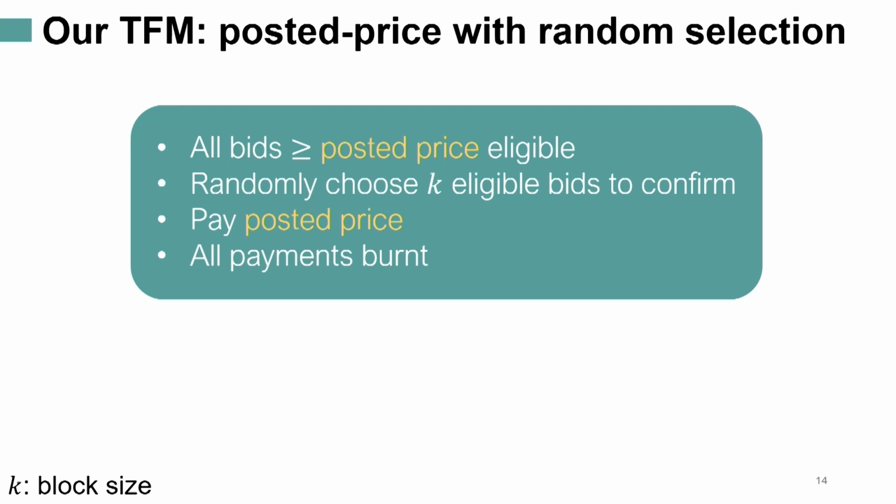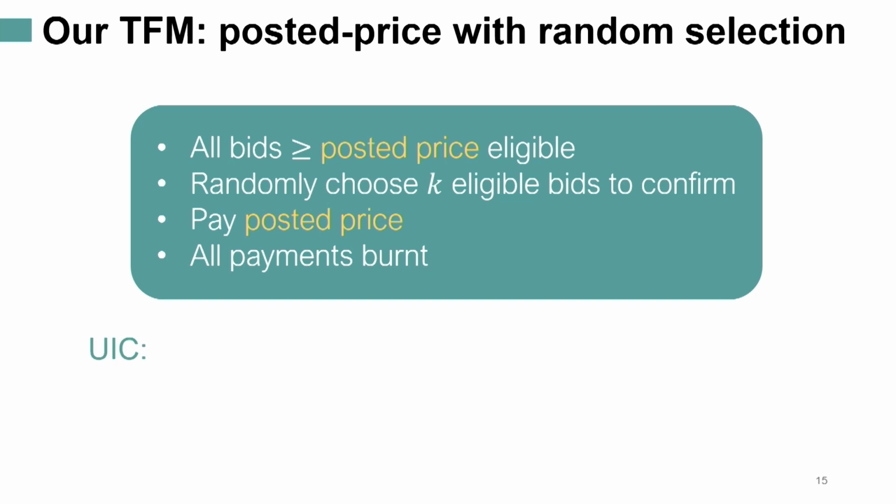Here we have a predetermined take-it-or-leave-it offer called the posted price. If you bid at least the posted price, you will be treated as eligible. If you bid lower than the posted price, you will never be confirmed. This mechanism just randomly chooses K eligible bids to confirm, where K is the block size, and each confirmed bid pays the posted price. All payments are burned. Let me briefly explain why it satisfies all three properties.